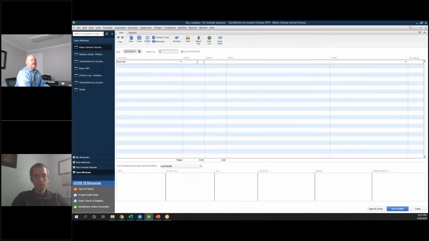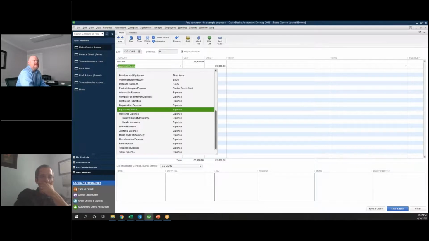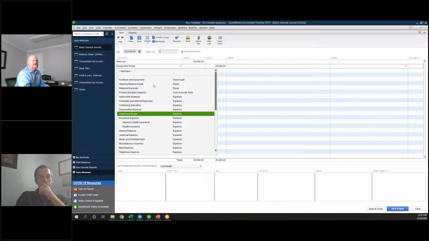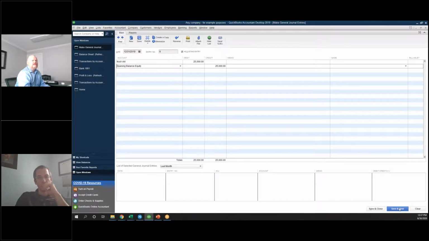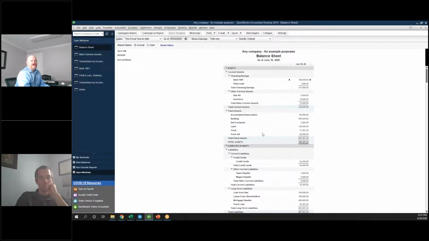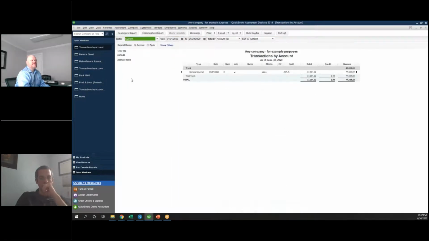Let's say that I spent $25,000 for it, and let's just say it's all paid off. So this would go to my opening balance equity. Save new. So on my balance sheet, I now have a truck. I have truck old for $25,000. I did have truck on there, I just called it truck. That's why we have a problem.